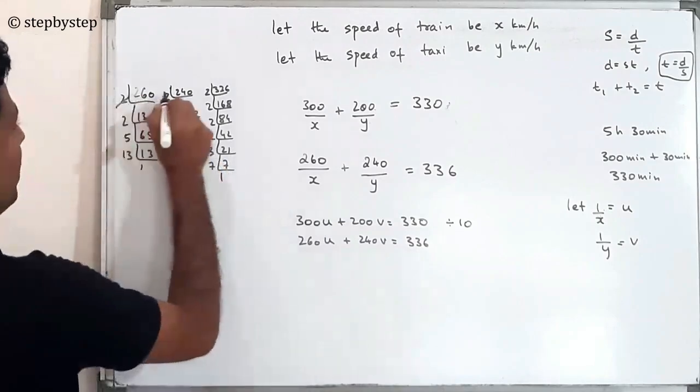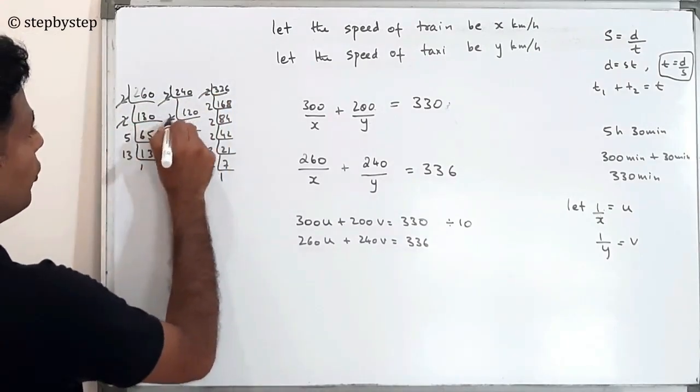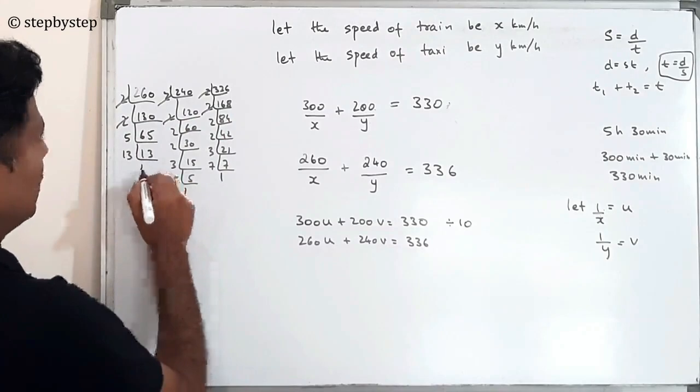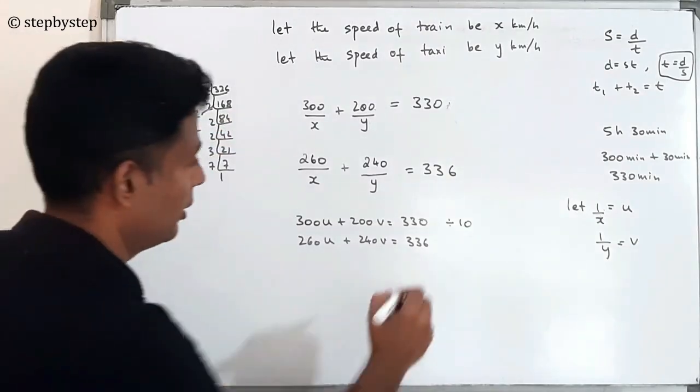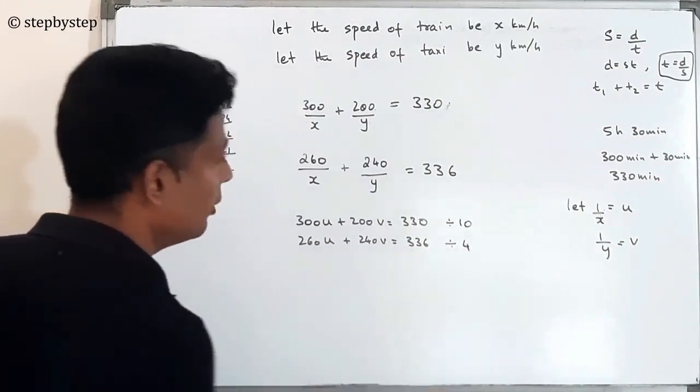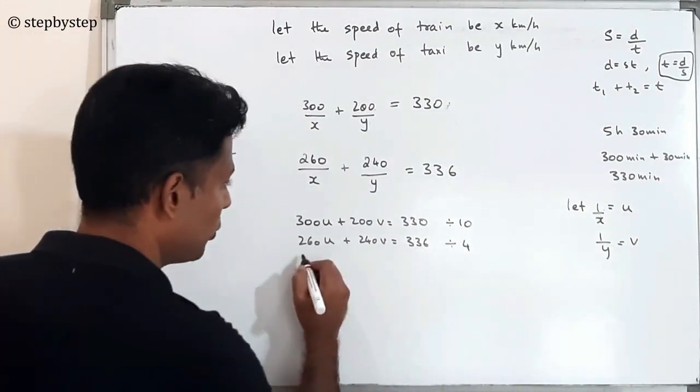So we have one pair of 2 common, another pair of 2 common, that's all we have common. So what is the HCF? 4. So we can divide this whole equation by 4. So what will it become?